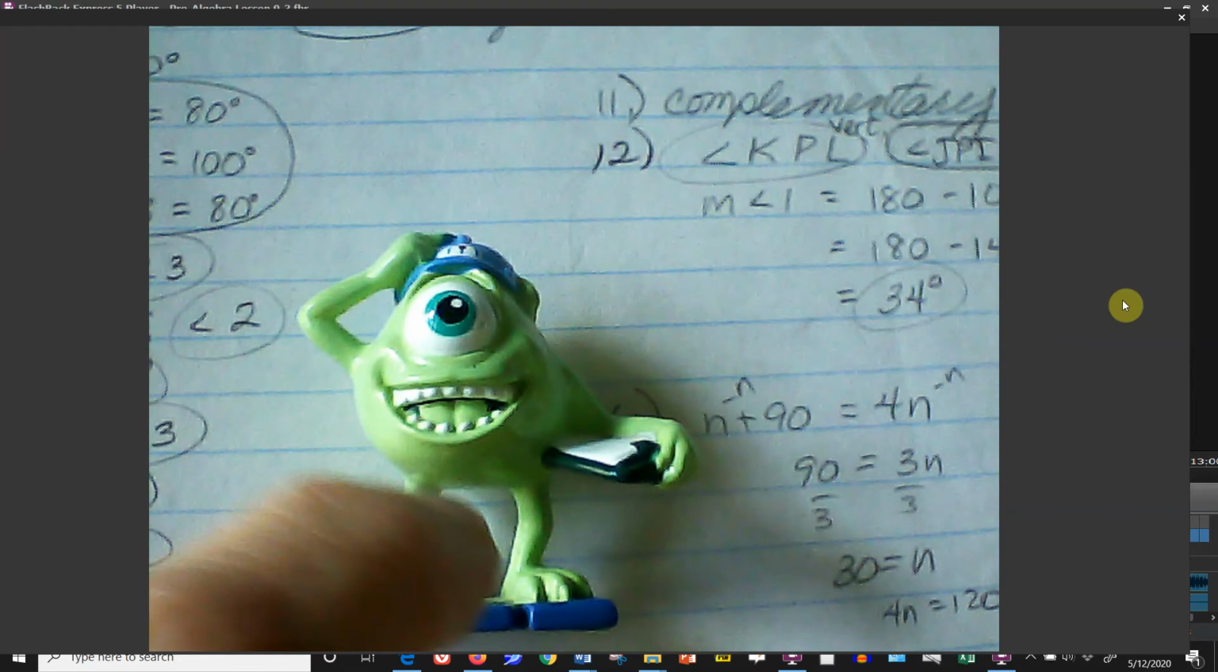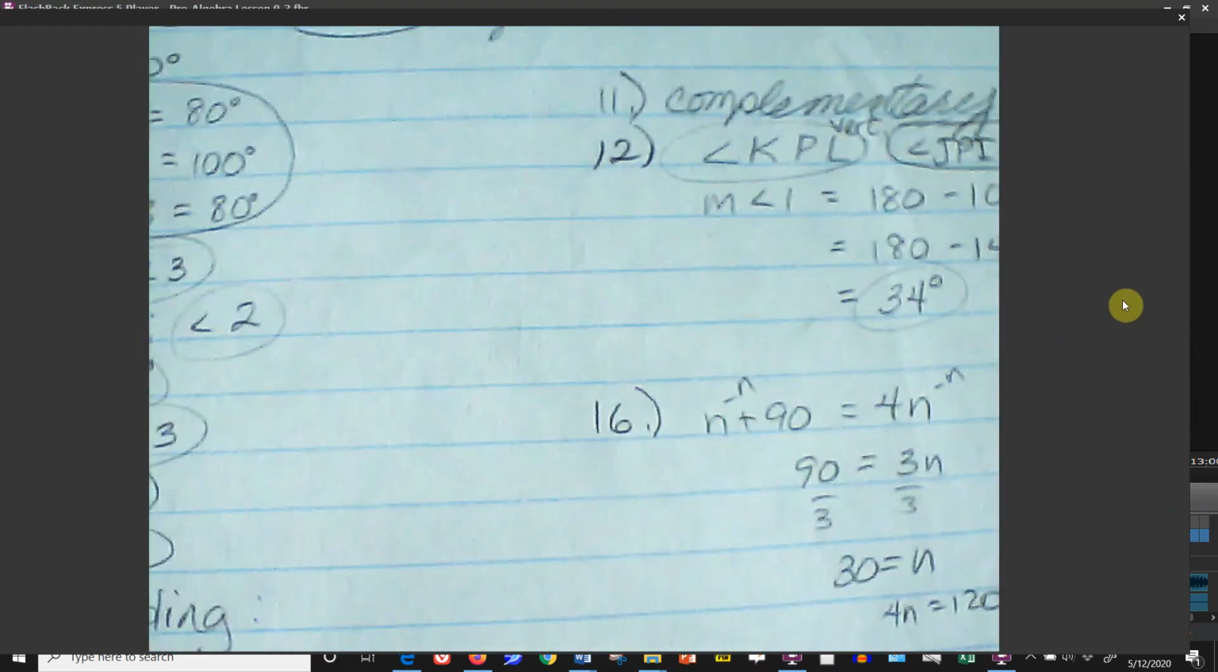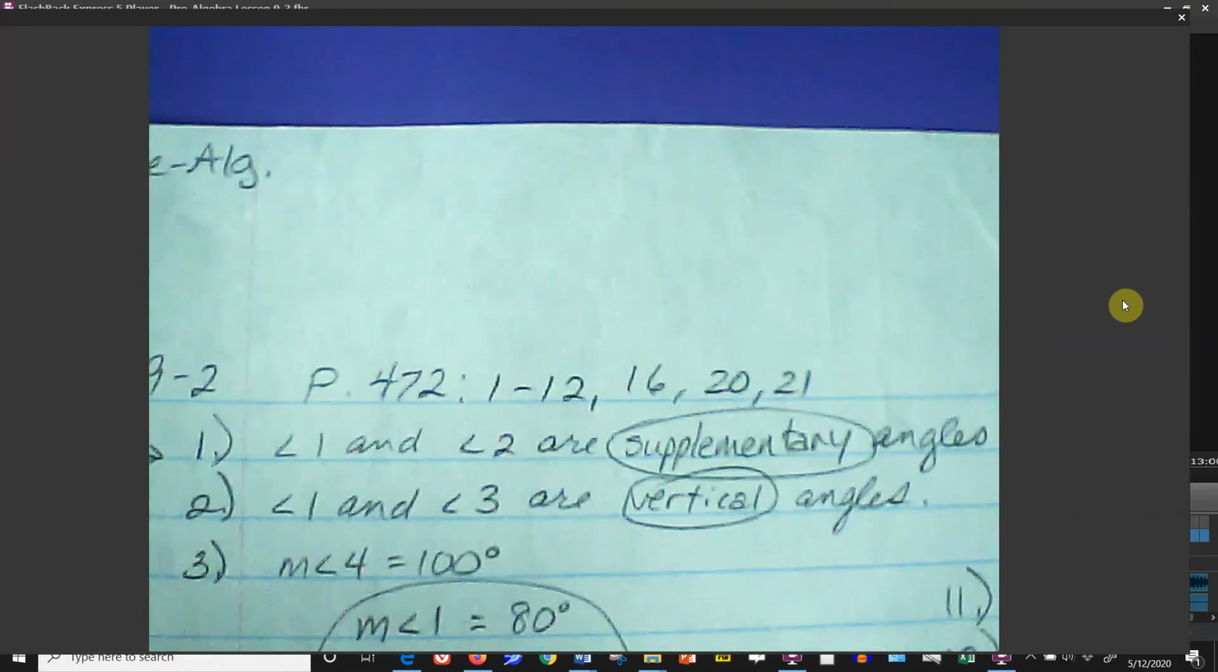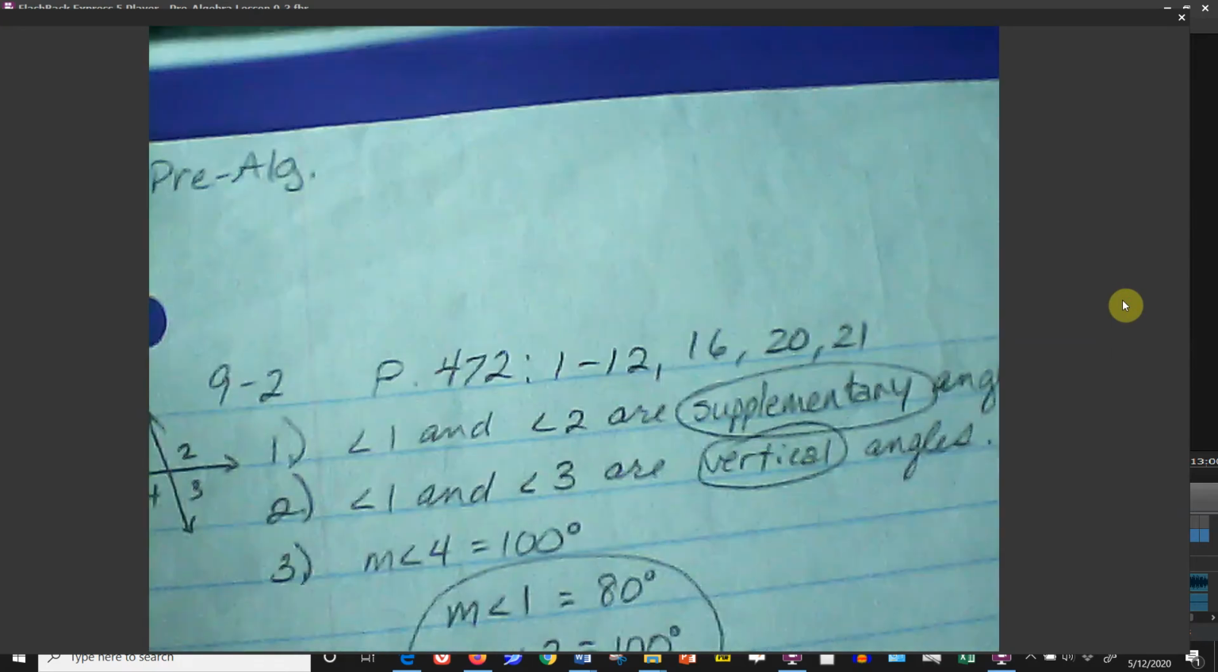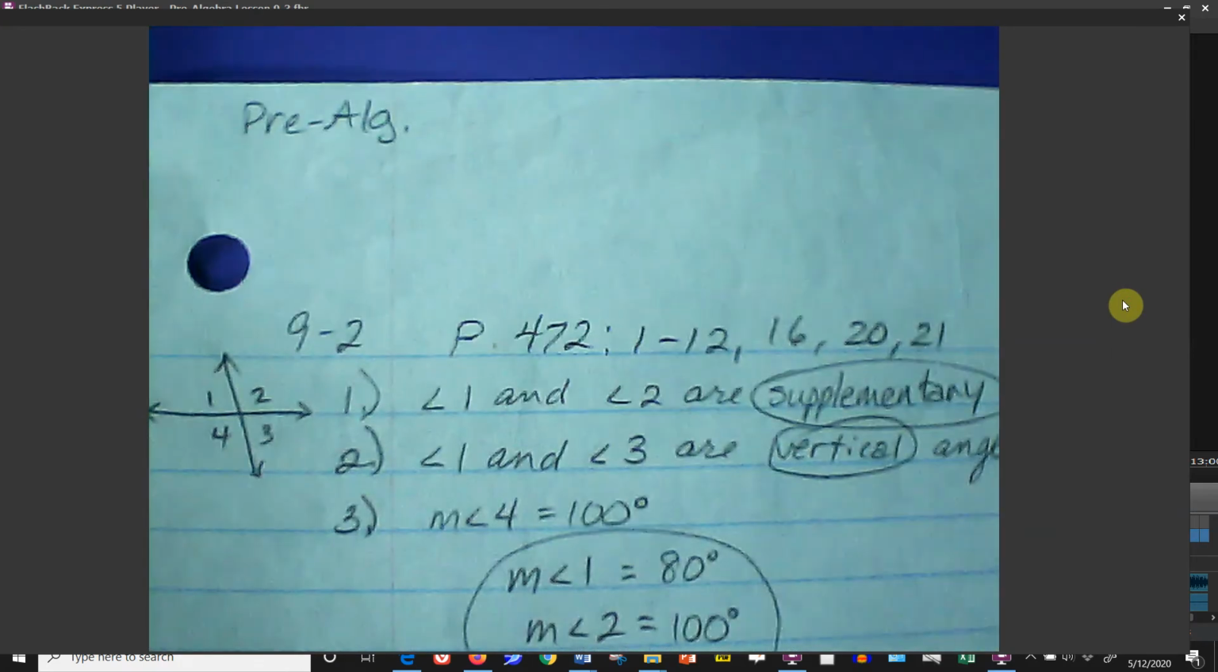Anyway, here's the answer key to 9-2, and here we go. A little easier to go over this one than the last one, by the way. There's not quite as many variations. Okay, so number 1, I just kind of sketched it to make it a little easier. 1 and 2 are supplementary angles. There are also adjacent angles. I would take either one. 1 and 3 are vertical angles because they form like a little bow tie.